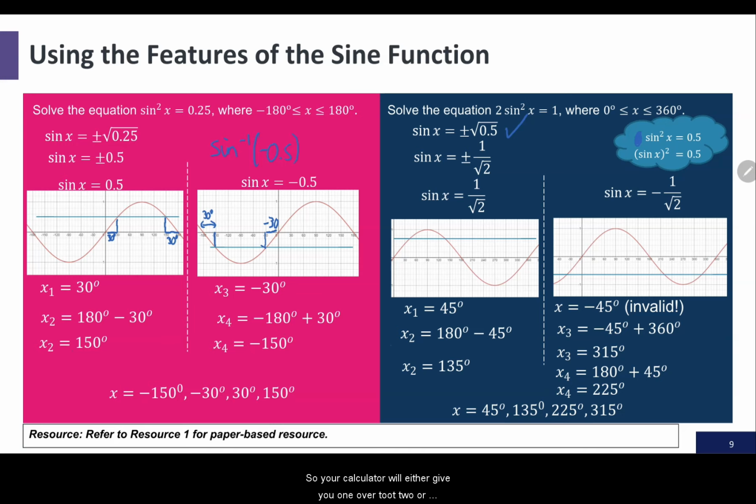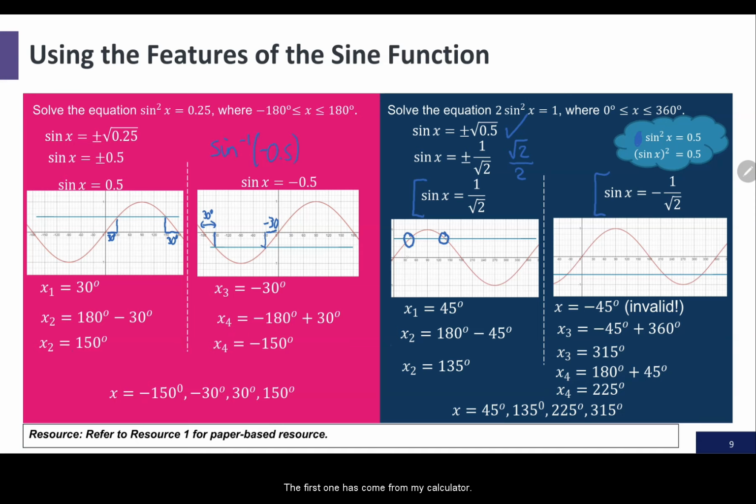So your calculator will either give you 1 over root 2 or root 2 over 2. Doesn't matter, they are equivalent. On the left hand side here I've dealt with the positive square root, on the right hand side I've dealt with the negative square root. I've drawn the function between 0 and 360. I can see I've got two solutions.